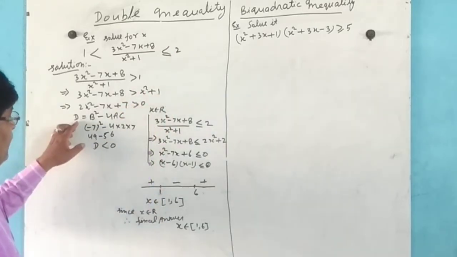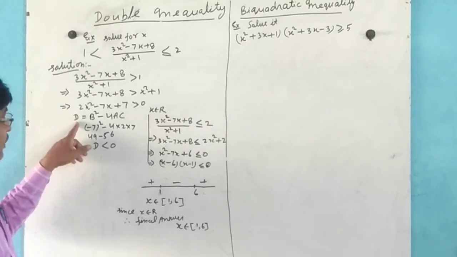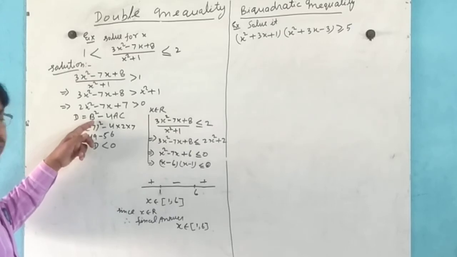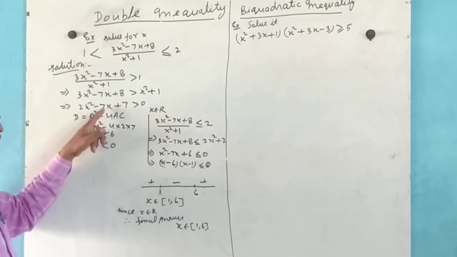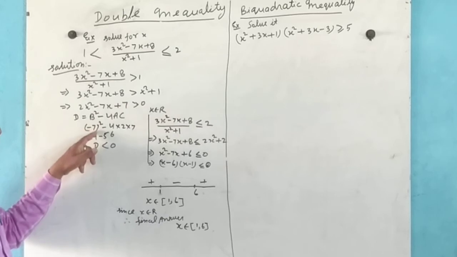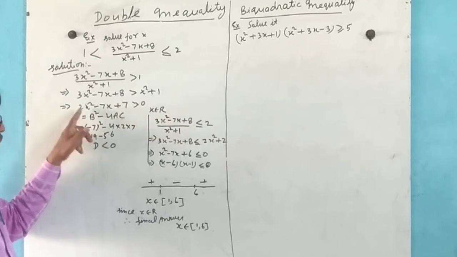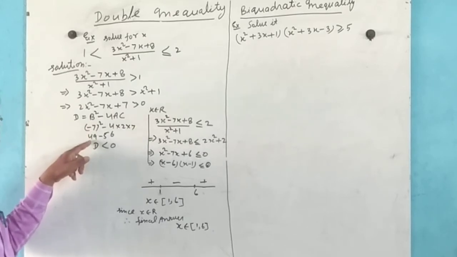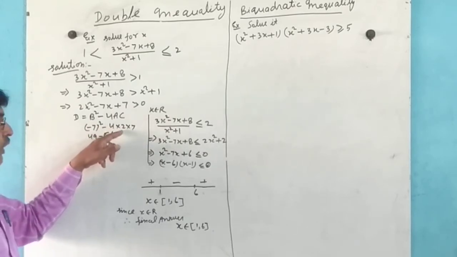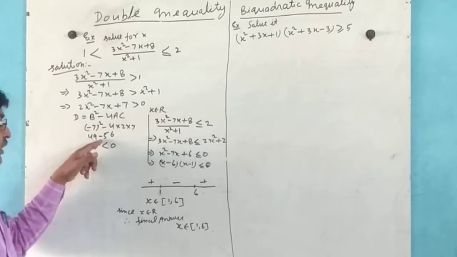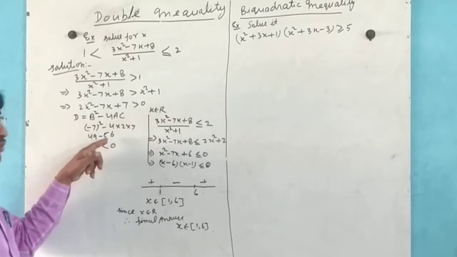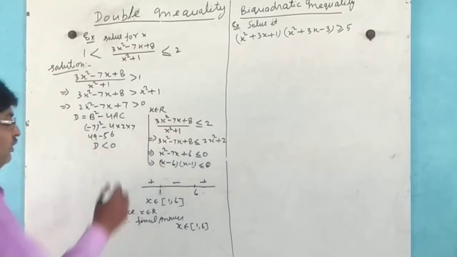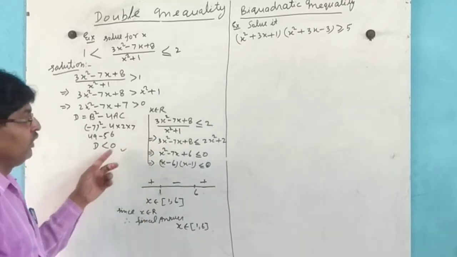Now the discriminant D equals b square minus 4ac. b is the coefficient of x, here minus 7, so minus 7 square, minus 4 times a and c. 7 sevens are 49 and 4 times 2 is 8, 8 times 7 is 56. This quantity is negative. This is the value of D, so D is less than 0.